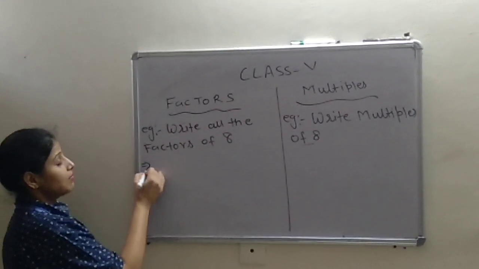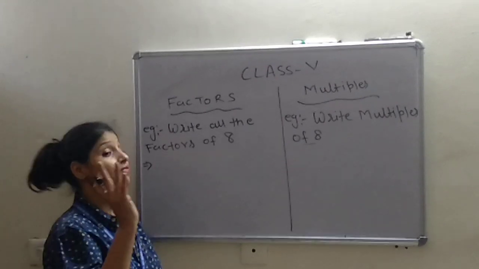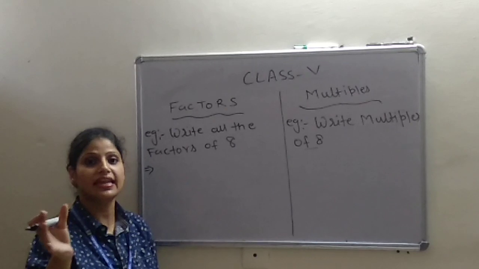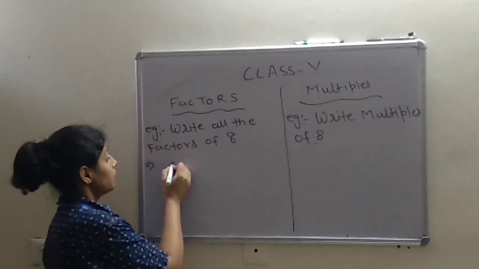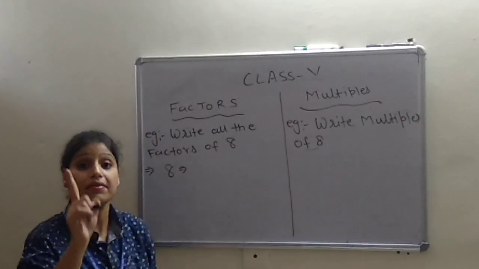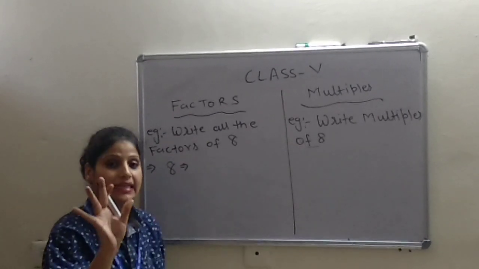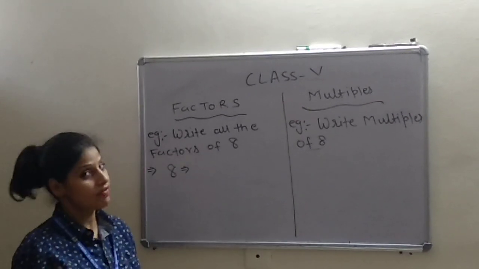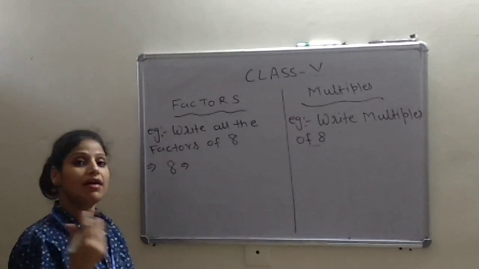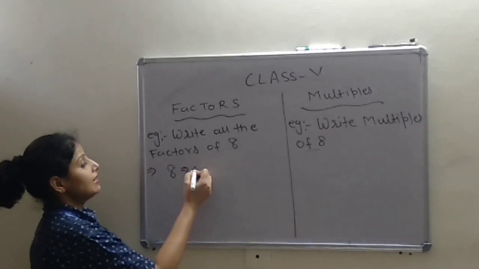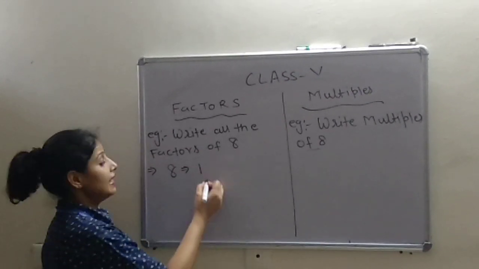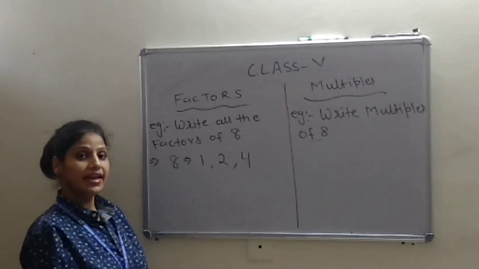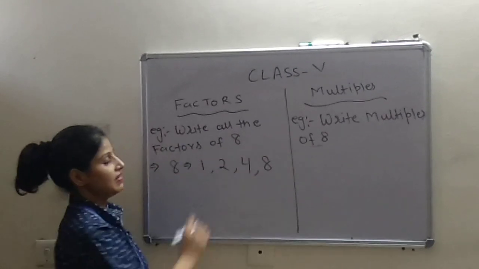Let me remind you of the definition of a factor. A factor is a number which divides another number completely without leaving any remainder. So I'm going to write all those numbers by which you can divide 8 completely. Let's start from 1, because 1 is the smallest factor of every number, which we have already covered in our first session. So 1 8 is 8, then 2 4 is 8, then 4 2 is 8, and last 8 1 is 8.